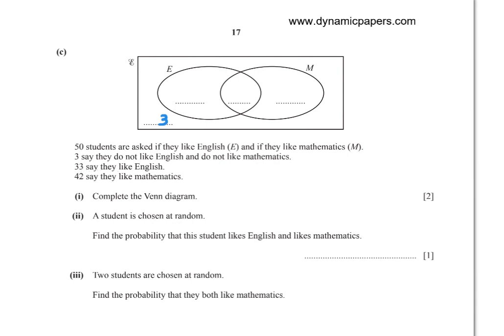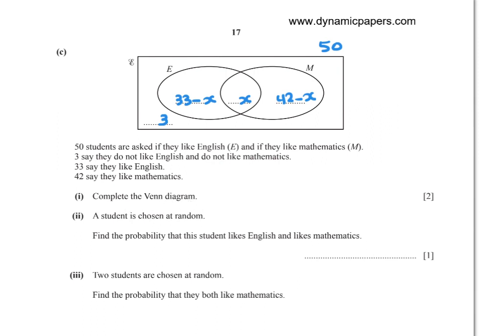33 say they like English. So this circle contains 33. We can say this X, the middle. So on this side we have 33 minus X, because the total for English is 33. Now we have 42 say they like mathematics. So if this is the middle X, this side is 42 minus X. And now the total is 50, so 50 for the whole number.